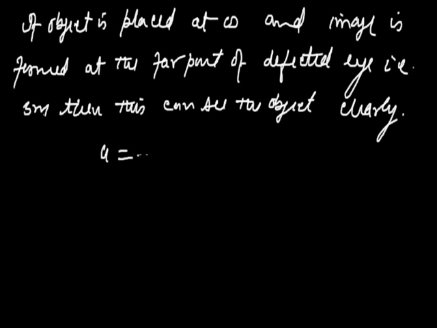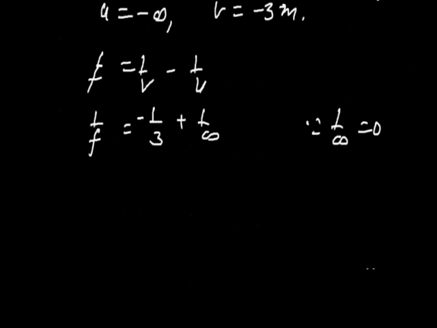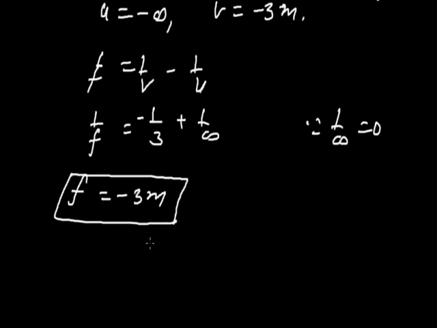So u is minus infinity and v is minus 3 meter. So 1 upon f is 1 upon v minus 1 upon u, that's 1 upon f is 1 upon minus 3 plus 1 upon infinity. Because 1 upon infinity is 0, the value of f will be minus 3 meter. The minus sign shows that the nature of the lens is diverging, means concave lens.